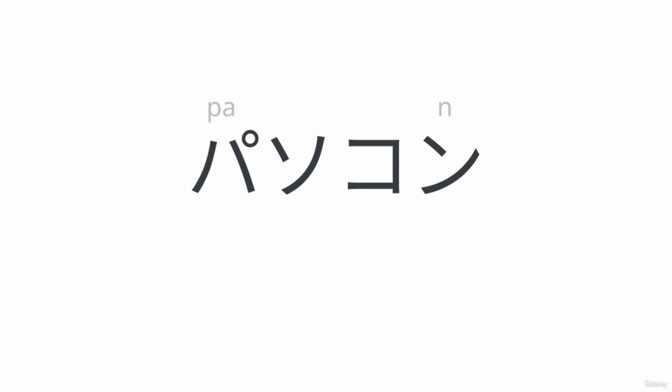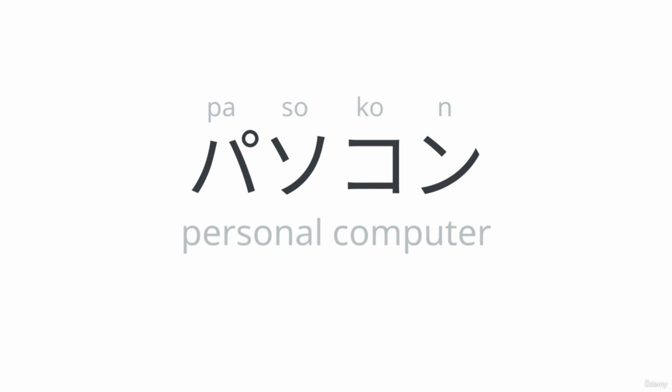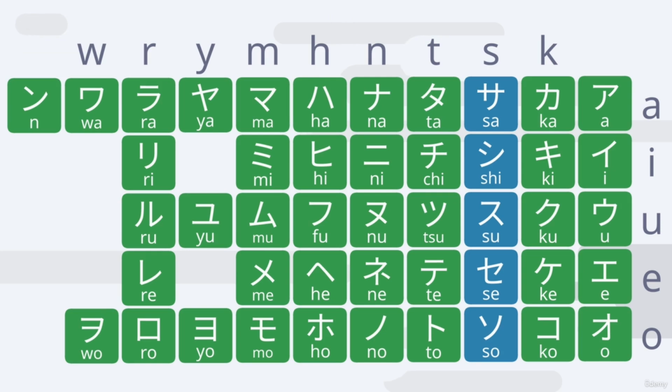We learned the characters sa, shi, su, se, so. In the next lesson, we'll learn the characters za, ji, zu, ze, zo. See you in the next video.